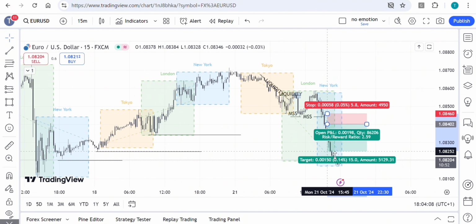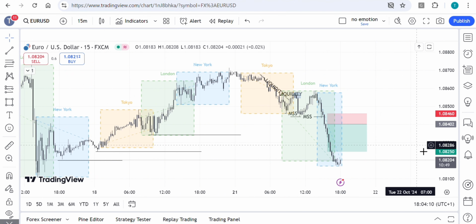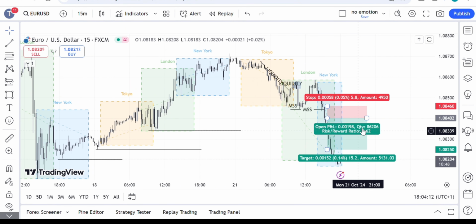If we want to be a bit safer, we can move our target upwards to the middle liquidity zone for a smaller risk to reward ratio but a safer trade.